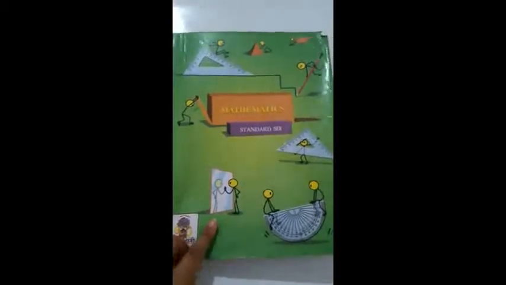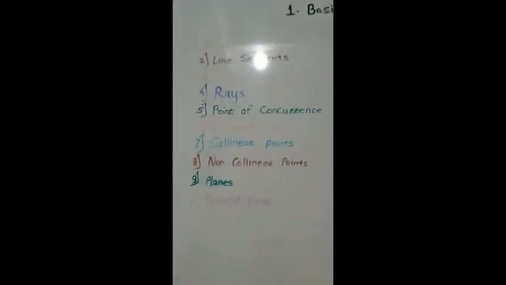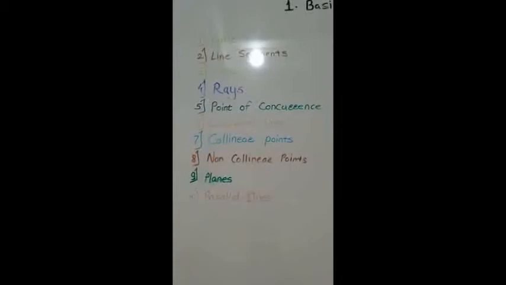Before starting the maths, we will have a look at the index of a 6th standard maths. It contains a total of 18 chapters. From that, we are going to start with the first chapter, which is named Basic Concept in Geometry. Before starting the chapter, we will take a look at the points we are going to cover today.